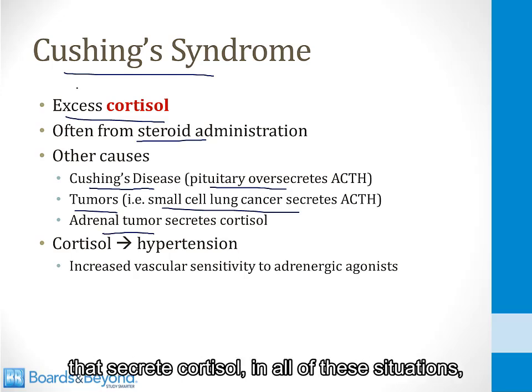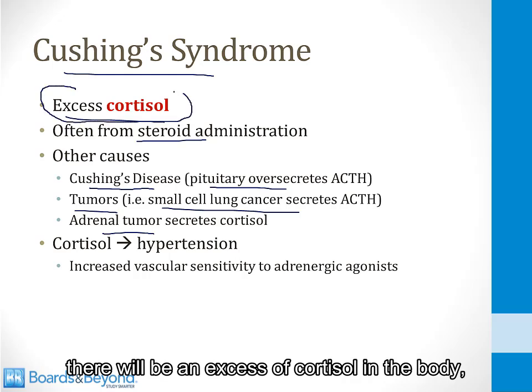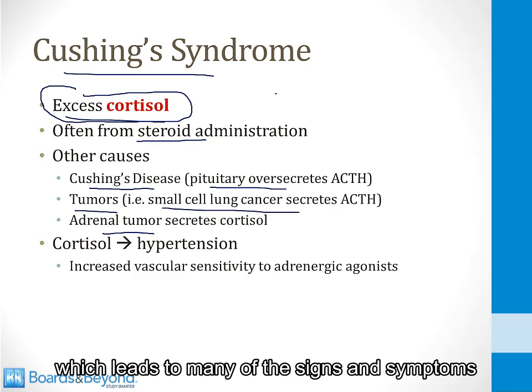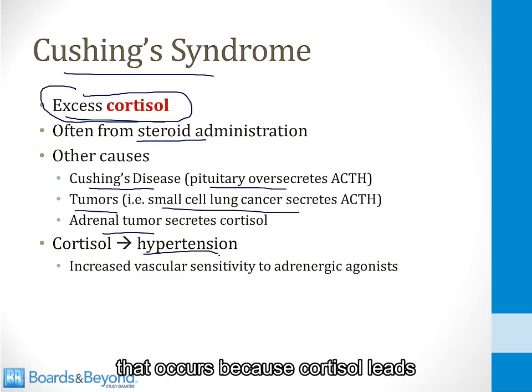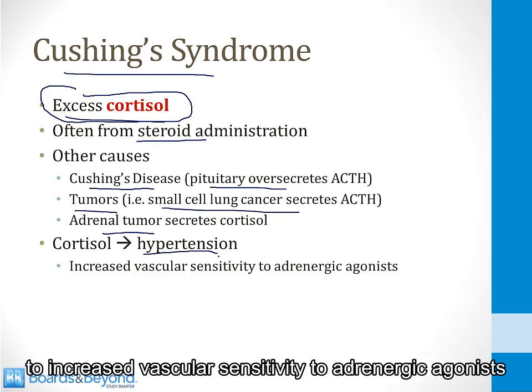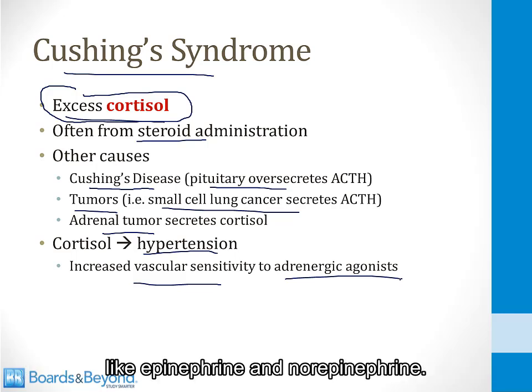In all of these situations, there will be an excess of cortisol in the body, which leads to many of the signs and symptoms of Cushing syndrome. One of them is the presence of hypertension. That occurs because cortisol leads to increased vascular sensitivity to adrenergic agonists like epinephrine and norepinephrine.